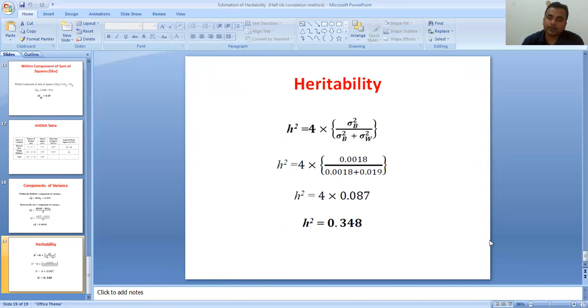So I think you are getting how to calculate the heritability by paternal half sibs. In this way, we are calculating the heritability by paternal half sibs.